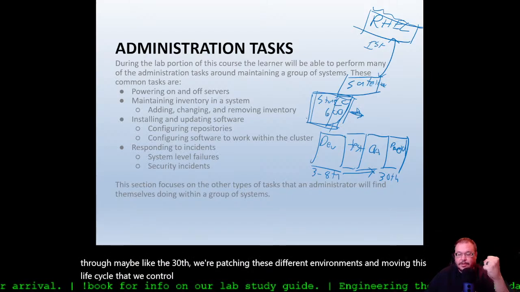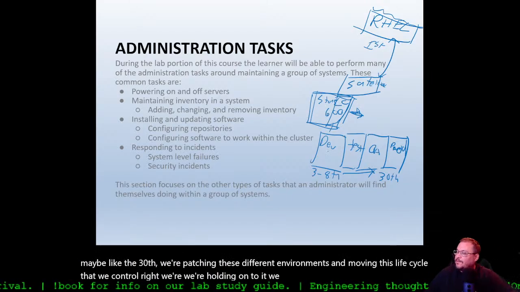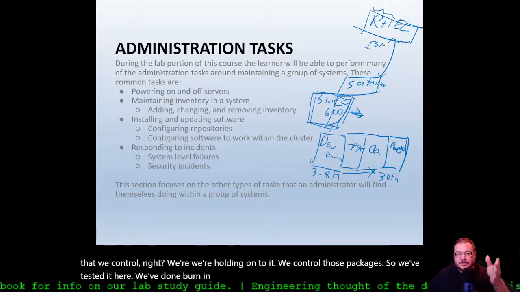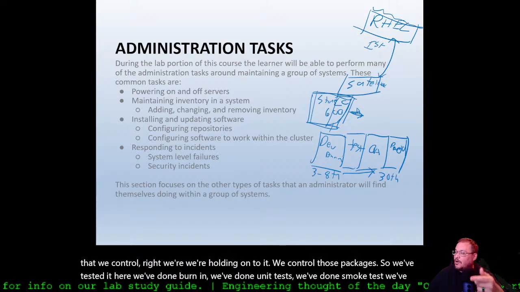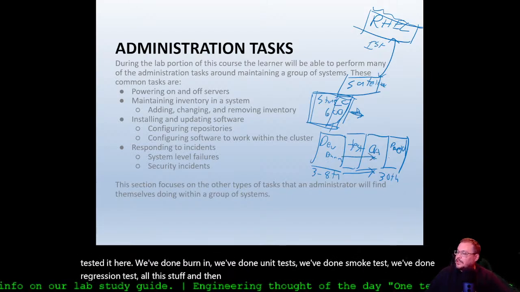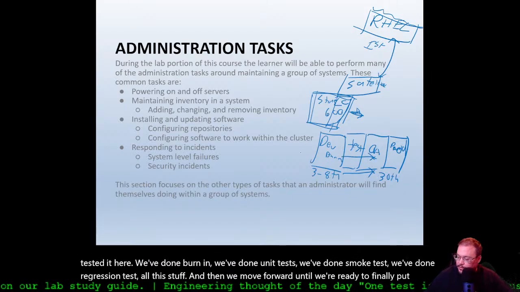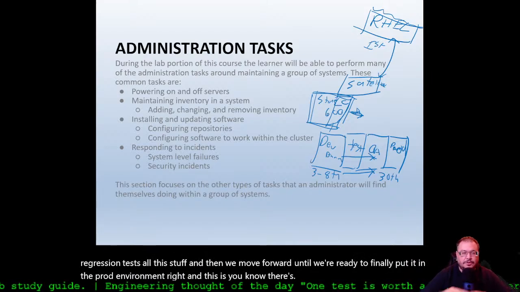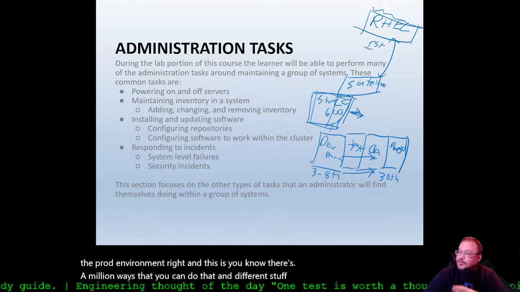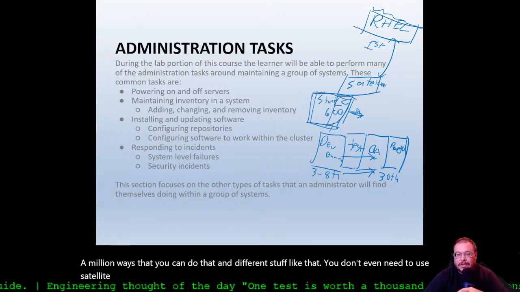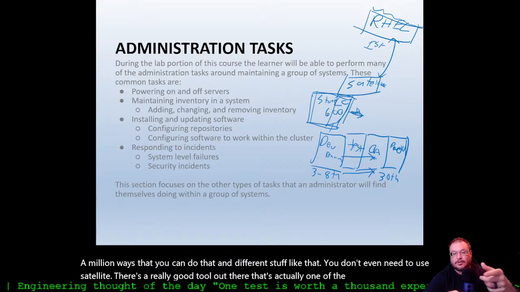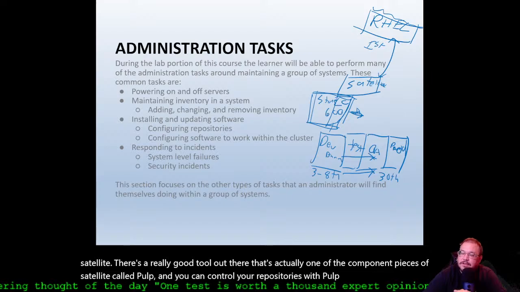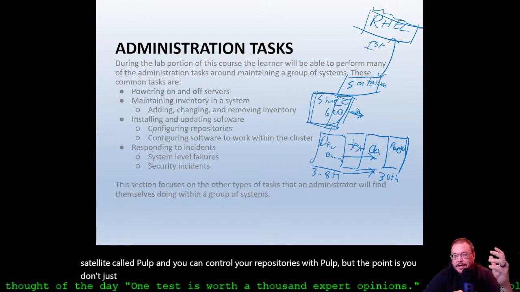We're holding on to it and we control those packages. So we've tested it here. We've done burn-in, unit tests, smoke tests, regression tests, all this stuff, and then we move forward until we're ready to finally put it in the prod environment, right? There's a million ways that you can do that. You don't even need to use Satellite. There's a really good tool out there that's one of the component pieces of Satellite called Pulp, and you can control your repositories with Pulp. But the point is, you don't just go grab stuff off the internet anymore.